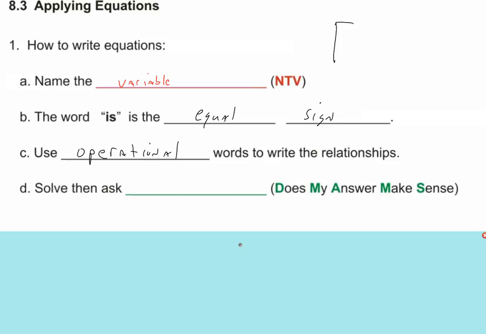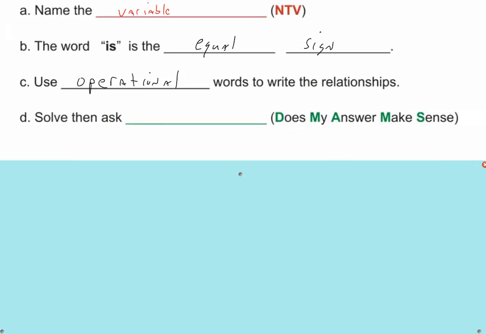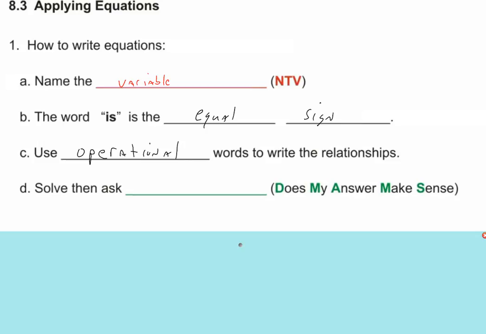Use operational words to write the relationships. Somebody give me an example of a mathematical operation. Somebody raise your hand, give me an example. Christina? Addition is an operation, right? Subtraction, multiplication, division, etc. All right, and then solve, and I should have a comma there. Solve, comma, then ask demands. Again, we're doing a word problem, and anytime we're doing a word problem we should get used to asking: does my answer make sense?